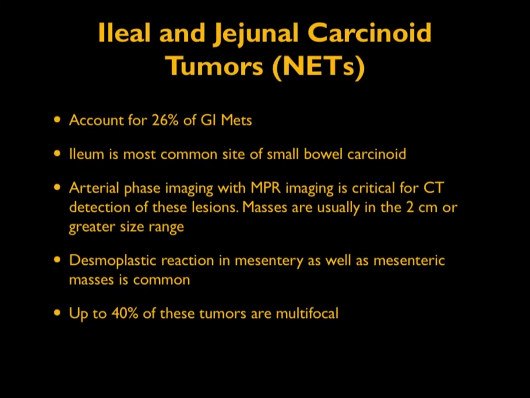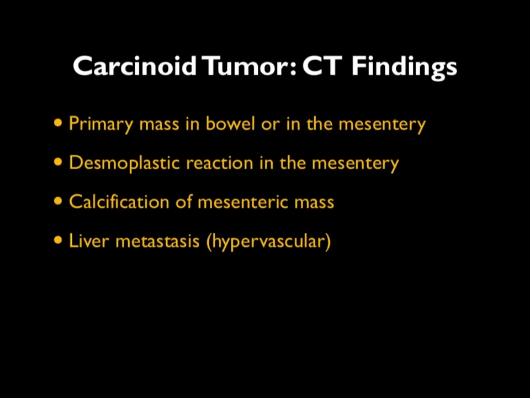On the other hand, with jejunal and ileal carcinoids, ileal is more common, and arterial phase is critical. They're usually 2 cm or greater. It's common to see a mass in the mesentery which is calcified and has desmoplastic reaction, and these tumors are often multifocal. The things we look for are the mass in the small bowel or in the mesentery.